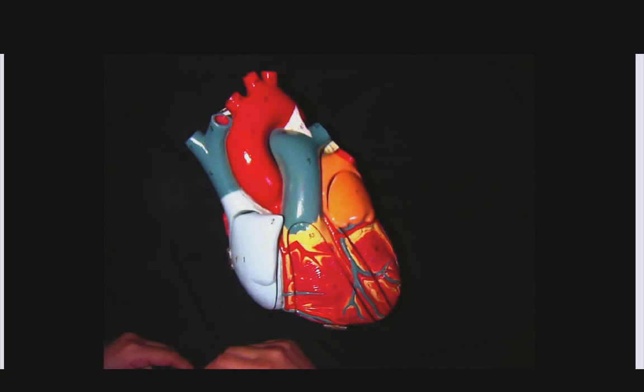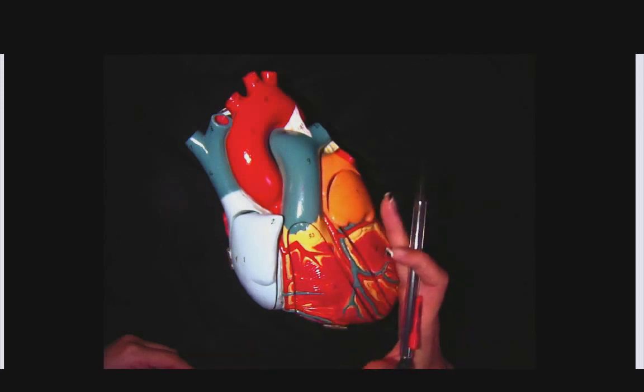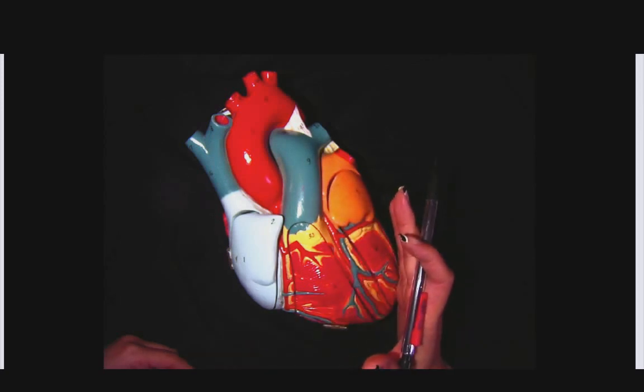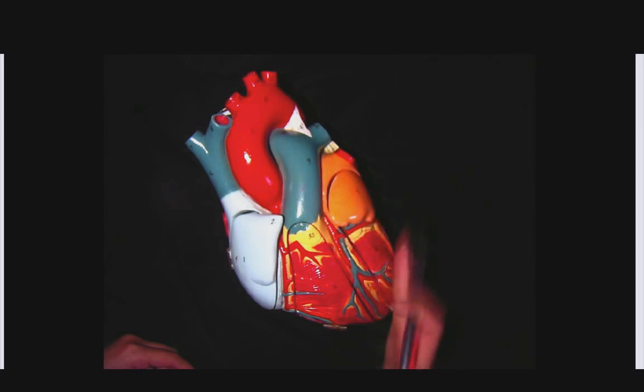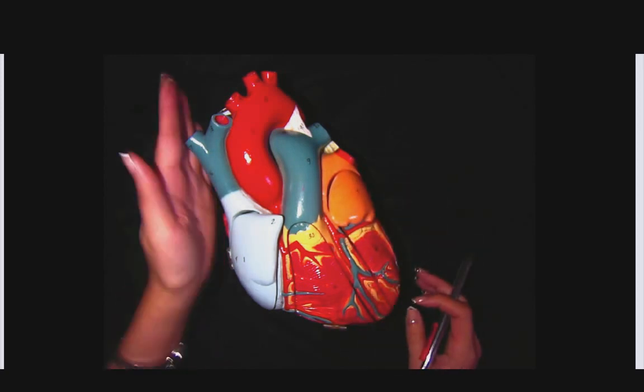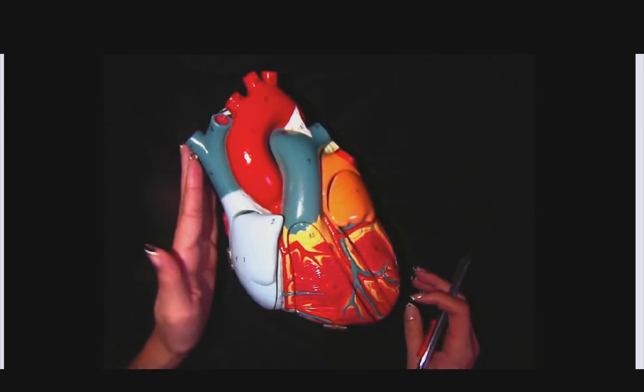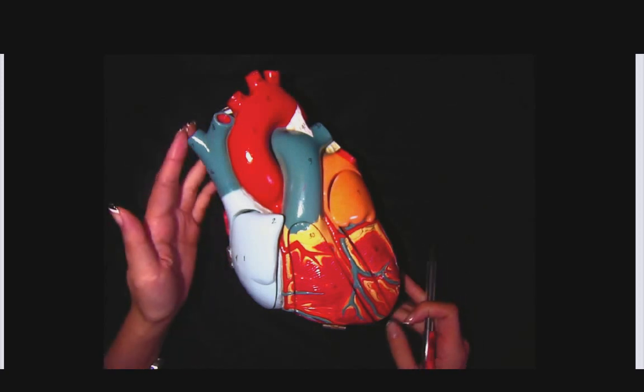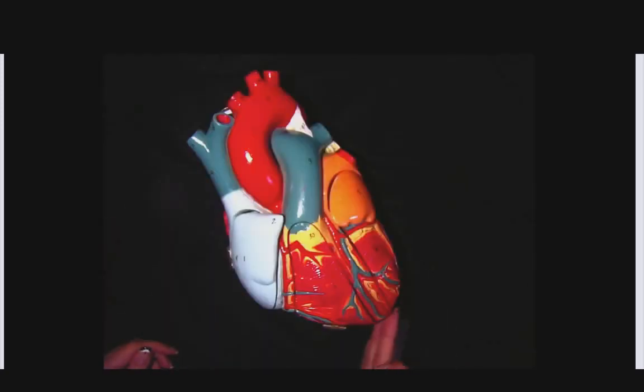All right, so I have the heart oriented as it would be in your body. So this would be the left side of the heart, and this would be the right side of the heart. Remember, it's always from the perspective of the patient. Notice that this tip of the heart is slightly towards the left side of the body. So I'm going to point out a couple of external structures first.